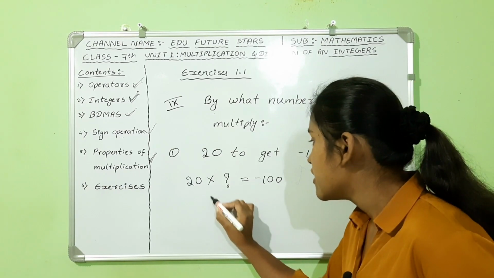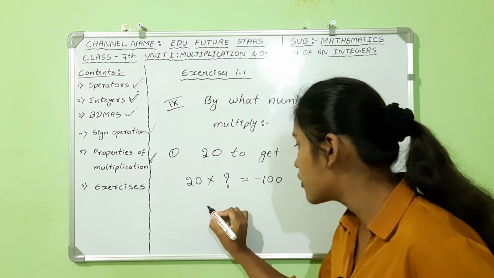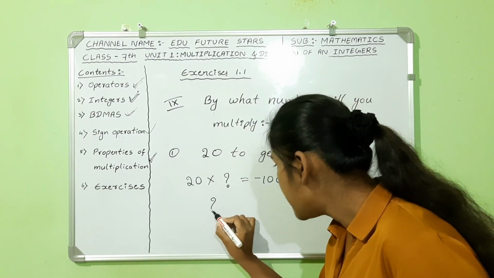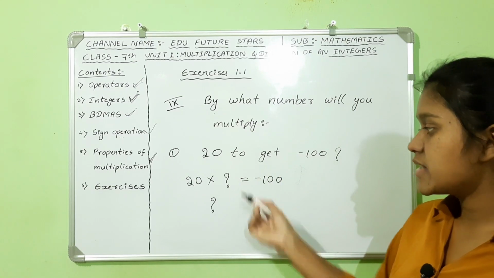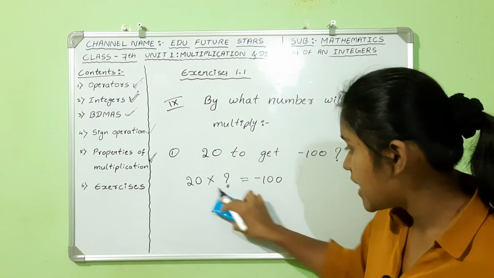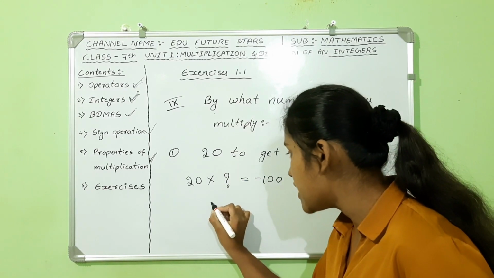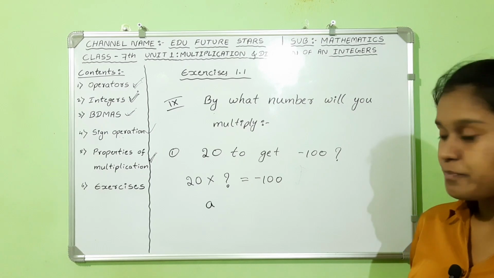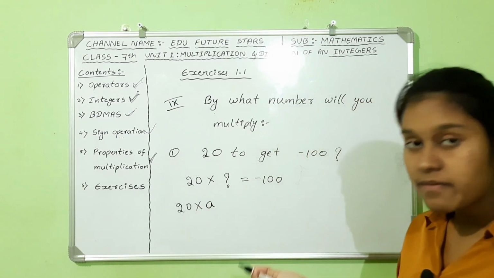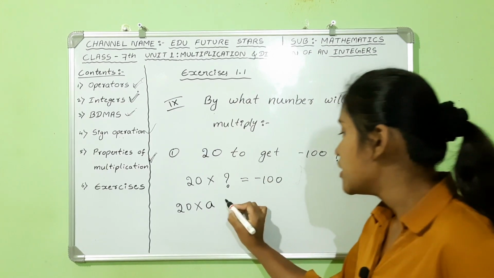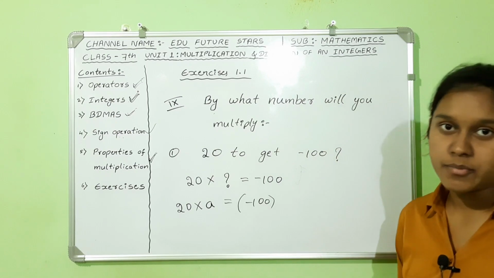So here these two are in a multiplication stage. So how can we do this? Keep the multiplication sign, and whatever the questioning thing is, we can say it is a variable. Better I'll take the question mark as a variable. I'll take variable a for this. So 20 is multiplied with a variable a we don't know, and we have to get minus 100 as the answer.